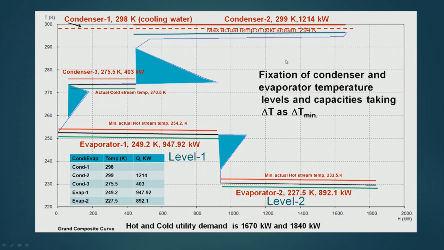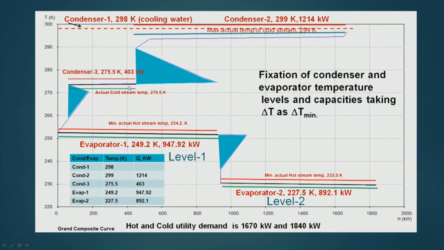And how much heat will be passed through this condenser? This is given by the distance between this and this extreme point. If I calculate this distance through this axis, I can convert it to how many kilowatts I have to pass, and it comes out to be 1214 kilowatt. That means condenser 2 will operate at 299 Kelvin and its capacity is 1214 kilowatt.